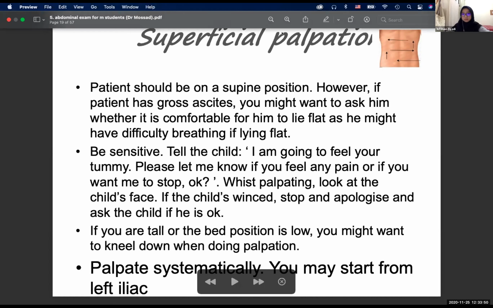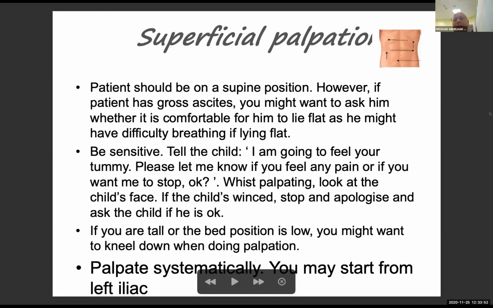Yes, doctor. Okay. So for inspection, we finished already. We know how many jobs we must do. Then we are going for the palpation. Palpation is divided into two types, superficial and deep. I just put this picture for you to know how you are dealing with the superficial palpation.